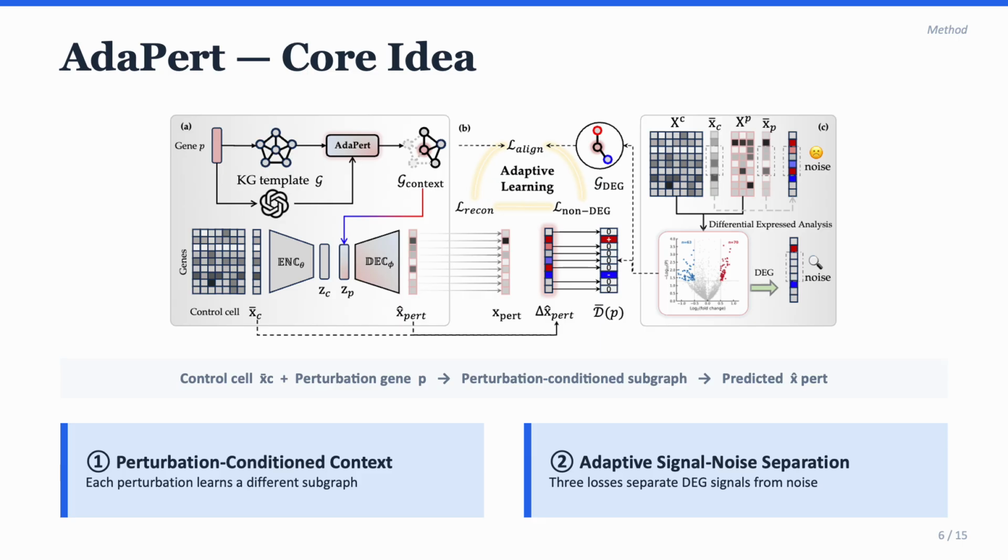So there are two key ideas here. One is the perturbation-conditioned context, which means that every perturbation learns a different subgraph from the knowledge graph. The other is adaptive signal-noise separation. In this part, we use three loss functions that work together to separate real DEG signals from background noise in the training steps. So let me walk you through all of these in the next two slides.